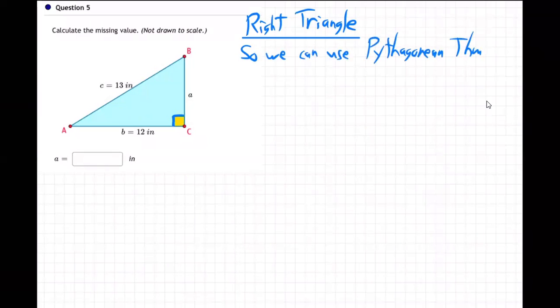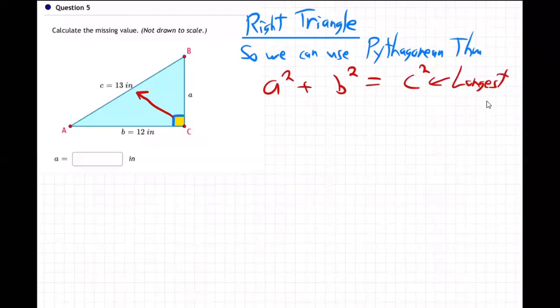And the Pythagorean theorem says that a squared plus b squared is c squared. It's important that you keep it in that order. C is the one across from the right angle. It's the longest side. This one's got to be the longest. It's the one that is across from the right angle.